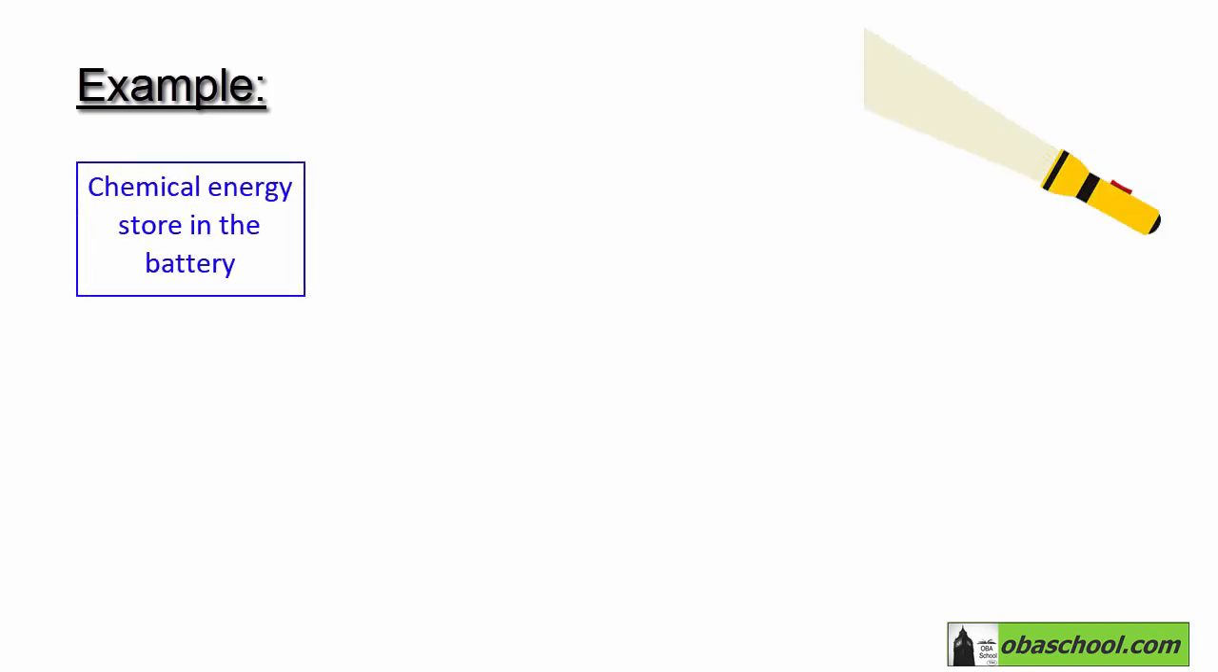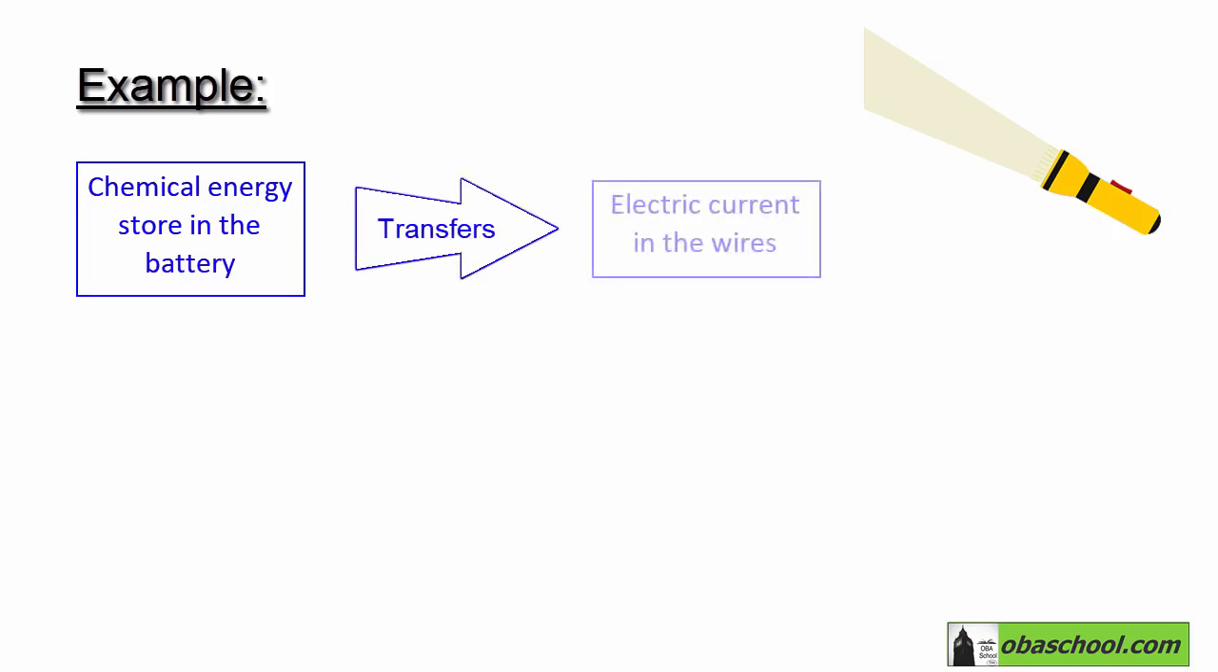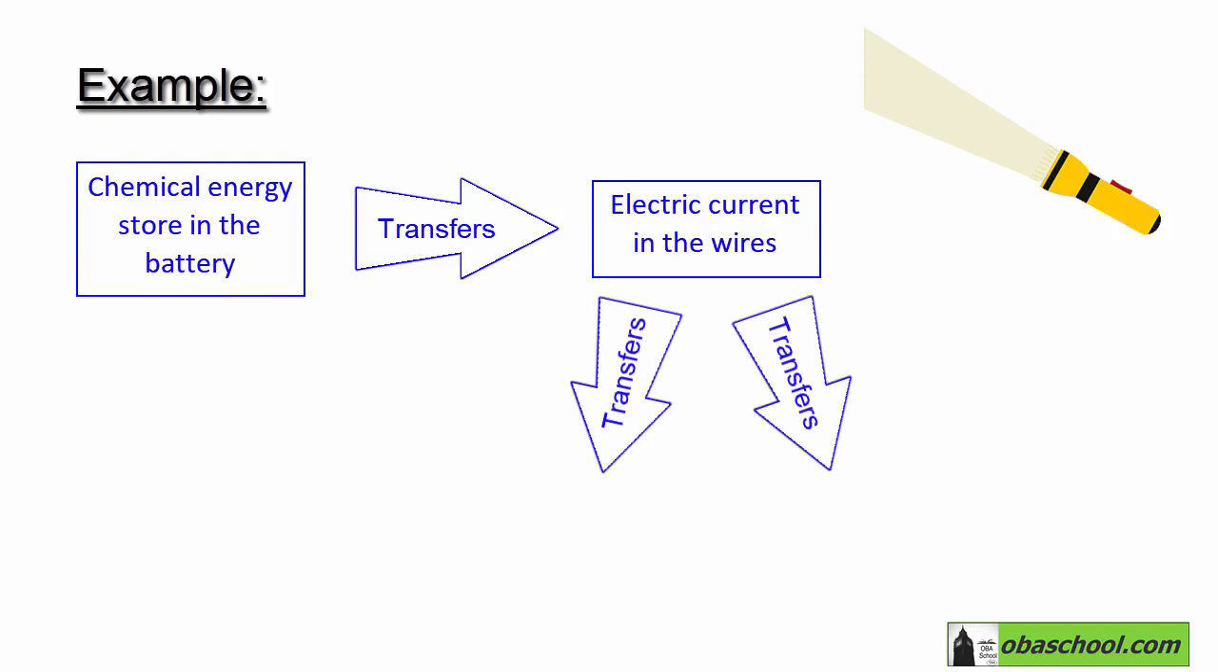Here is an example about energy stores and how energy can be transferred from one store to another. In a torch, there is chemical energy stored in the battery, which is transferred to electric current in the wires, where a current is pushed through the bulb, and in turn, energy is transferred to the surroundings in both types.